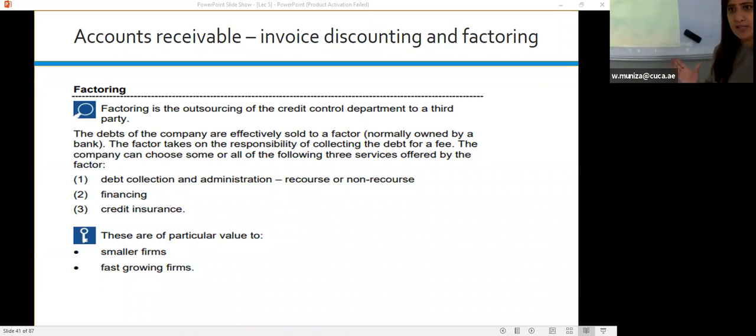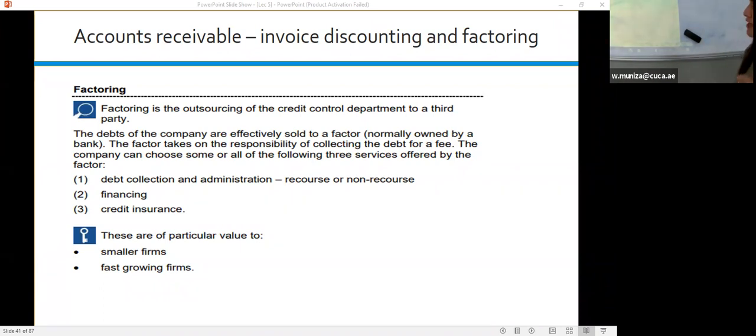In the case of invoice discounting, we are not giving the control to a third party. We take the discounted amount, then the customer pays the company, and then the company itself, together with the interest, pays the discounter. But in the case of factoring, we are giving the control to the third party. So the control is going to be with the third party. Factoring is the outsourcing of the credit control department to a third party.